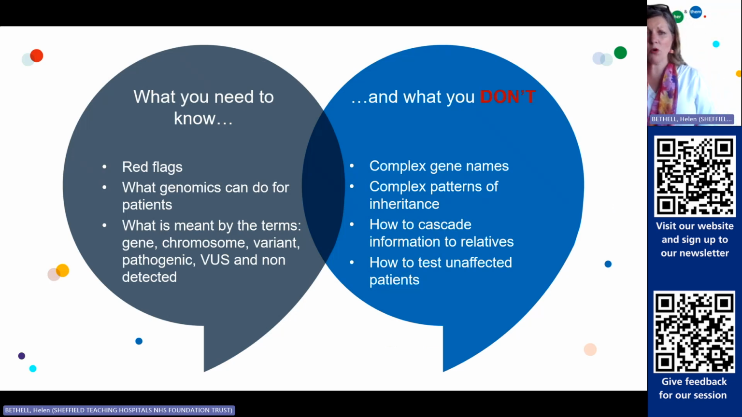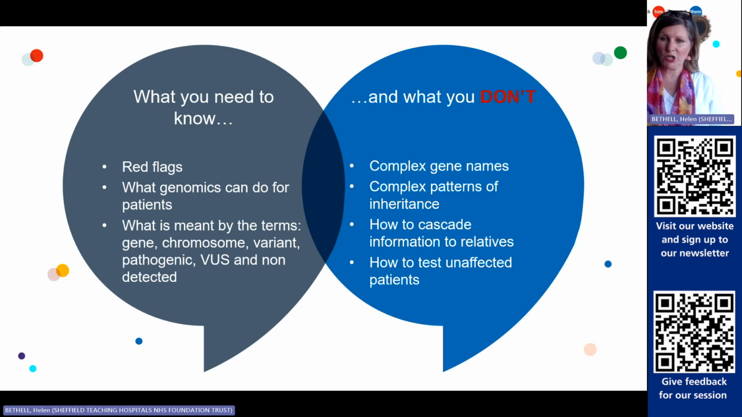So to summarise then, what do you need to know? So in mainstream genetics, you need to know the types of red flags that might indicate that there might be something genetic going on in a patient. We need to understand what genomics can do for patients and understand what it can offer in terms of clarification and establishing risk for relatives. And we need to know what the terms gene, chromosome, variant, pathogenic, VUS, and non-detected mean, so that when we see a report, we can help to interpret that in the context of the patient.